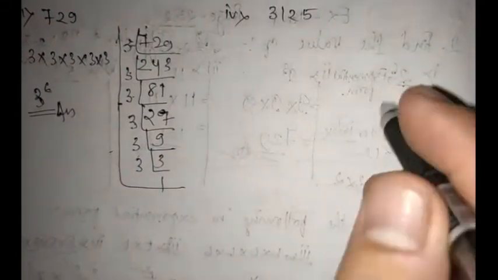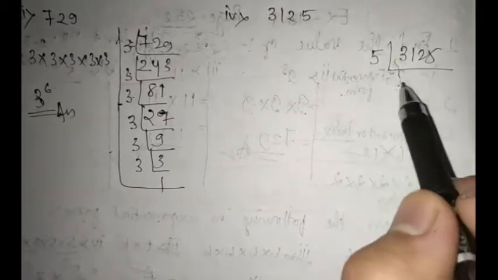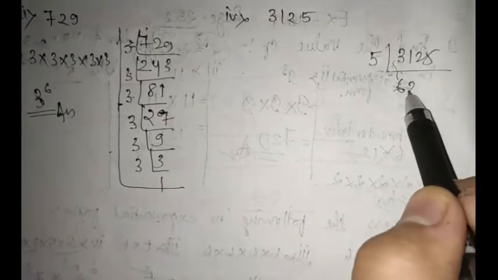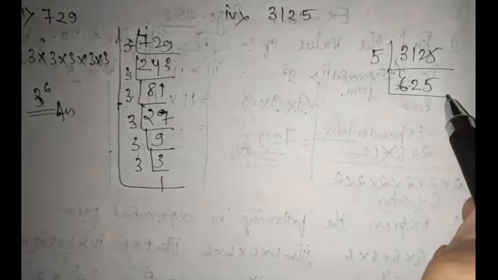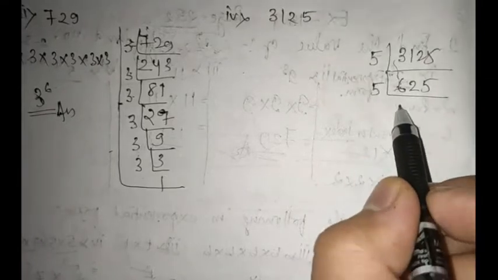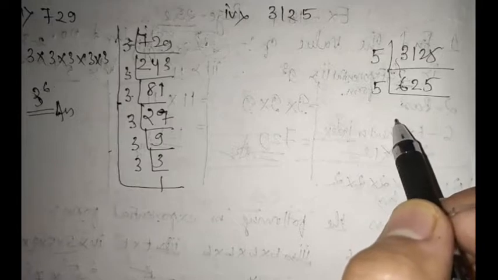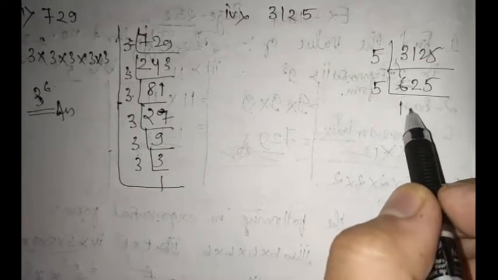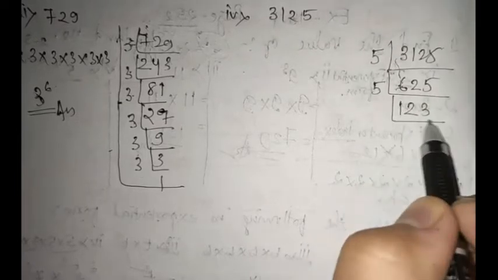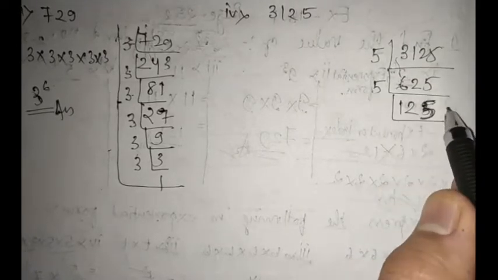Similarly we have part number 4, 3125. Now you are going to divide 3125 by 5. You have to take out the LCM with the help of 5. 5 into 625 is 3125. Similarly now divide by 5 again. Try to divide by the same number multiple times. If it is not coming, then you have to choose another number. 5 12s is 60, 2 remains, so 5 5s are 25.